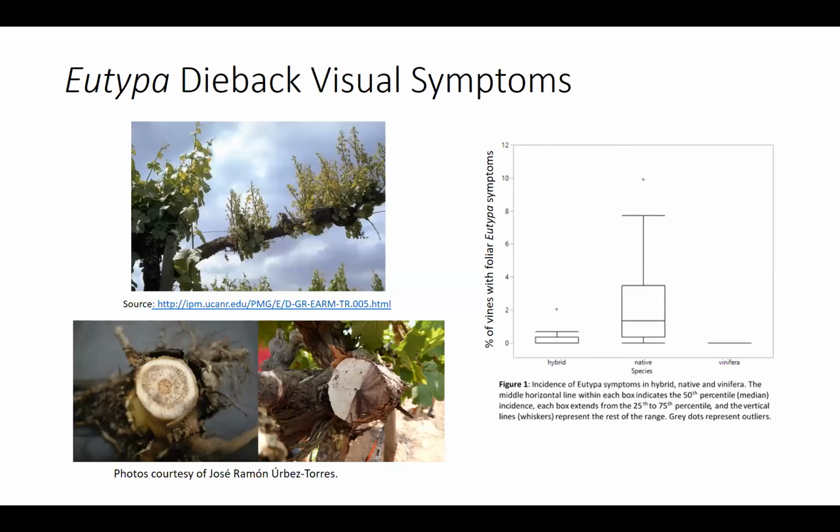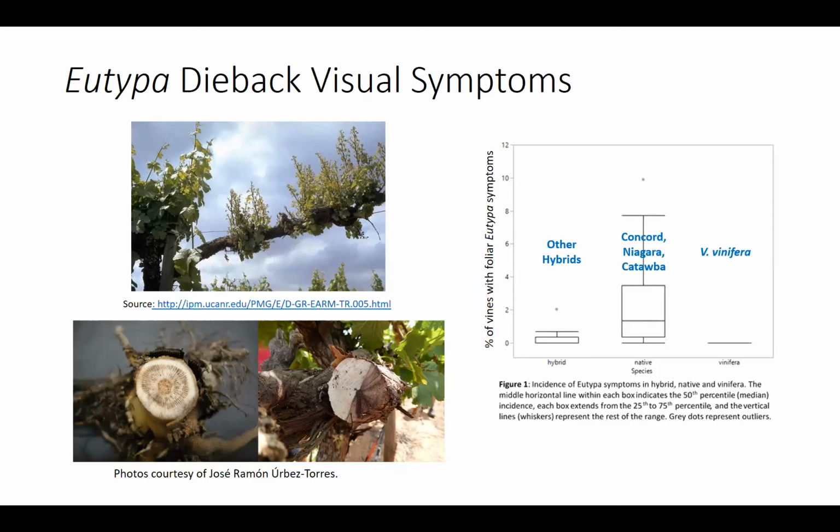And we looked at visual symptoms. We did not cut through any canes to look at the wood. But I'm going to show you a few box plots here. And what the box plots have is the box is 50% of the vineyards that we sampled, and the whiskers encompass 90% of that population. So here I've split it out into vinifera, Concord, Niagara, and Catawba, and then other hybrids.